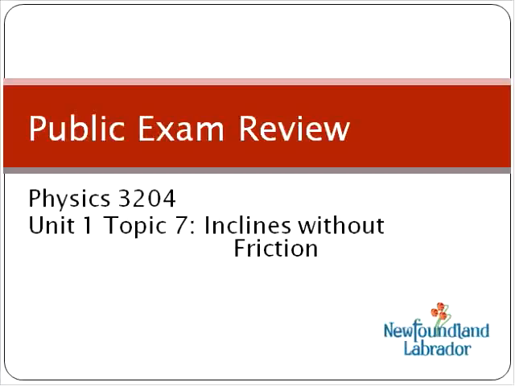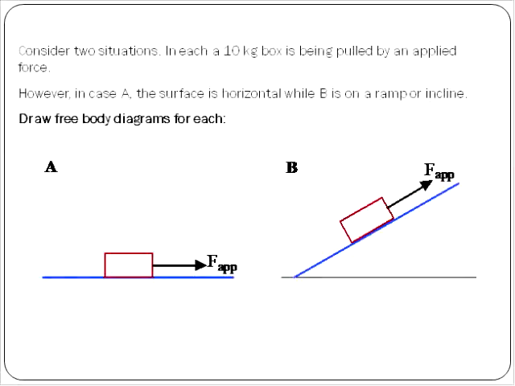So let's take a quick review of how inclines work first, and some of the formulas we would use, and then we'll look at some examples. Let's look at it first on a level surface. We've got a 10 kilogram box being pulled across by an applied force. In situation A, we've got a horizontal surface. If we want to draw a free body diagram, it's actually pretty easy to do. A free body diagram for this would look like this.